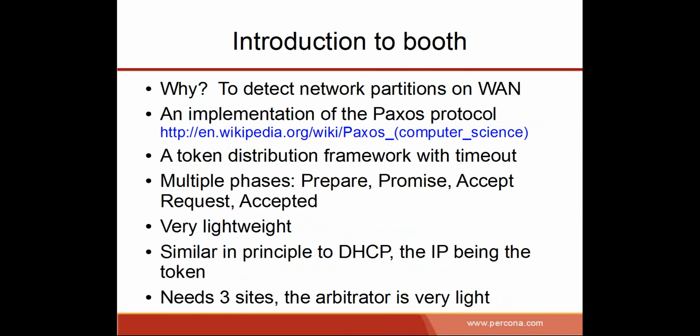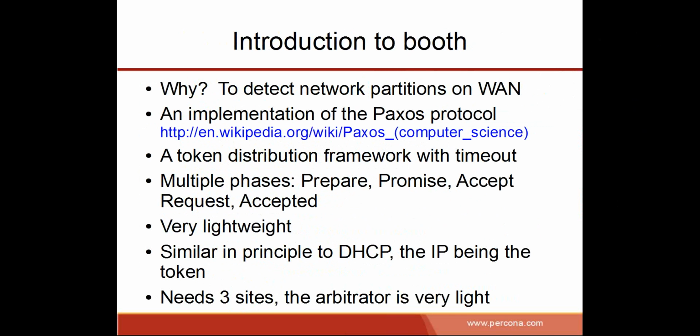In principle, it's quite similar in concept to the DHCP protocol. So let's imagine you have one DHCP server with only one IP and 2 clients. Let's say client 1 grabs the IP address first. It can renew it as long as it wants before the expiration, and it will keep it. But if it is shut down or disappears from the network, then the second client can grab the IP. So the token is exactly like that. It needs 3 sites for reliable behavior.